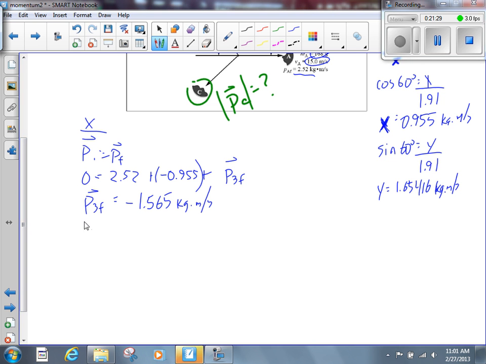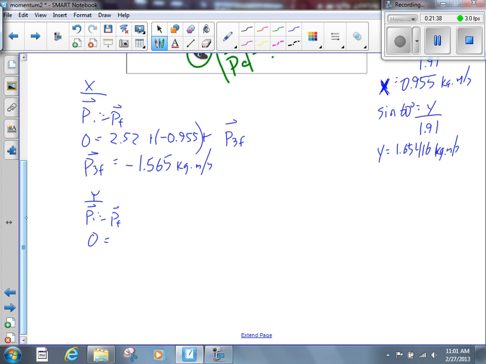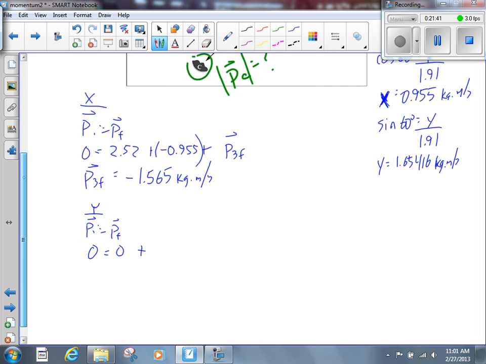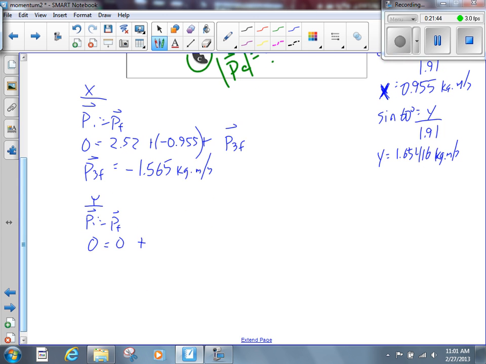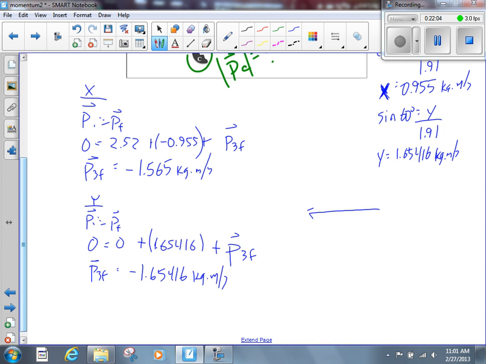Let's take a look at the y component now. The initial is equal to the final. The initial is 0 again. The final y momentum of the first one is 0. The final y momentum of the second one is 1.65416. And the y component of the third one is not sure. Solve for that, works out to be negative 1.65416 kilograms meters per second. So we want to combine those now. We got 1.565 to the left. We've got 1.65416 downwards.